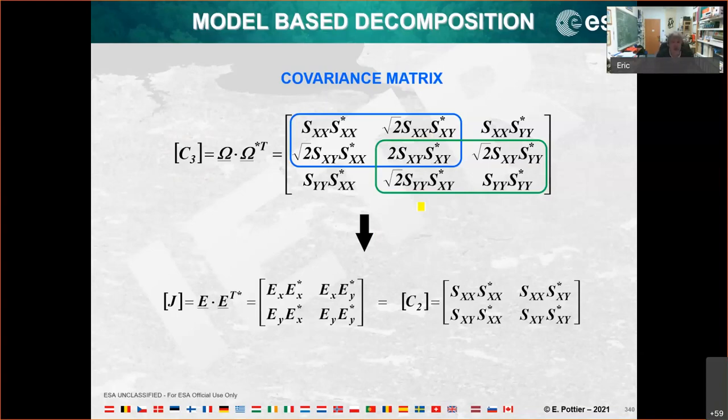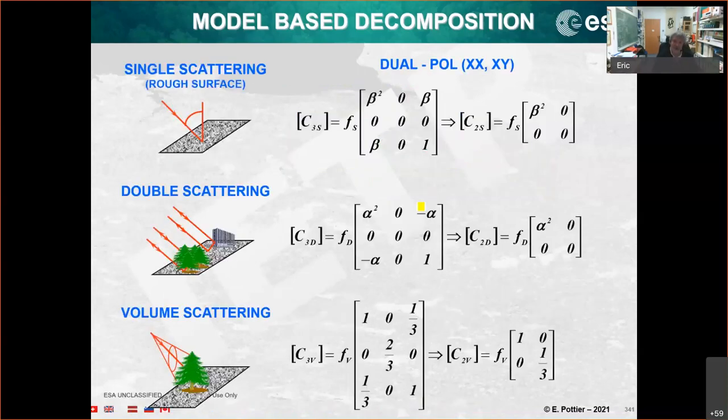So it will be very difficult to apply this model-based decomposition because I shall not have the same model for the different scattering mechanisms. For example, if I take what I presented to you yesterday, this is the covariance matrix for the single bond scattering mechanism in the fully parametric case. If I'm using a dual pole case, I shall take only this part of the matrix, which is here. So I'm going to lose this information.